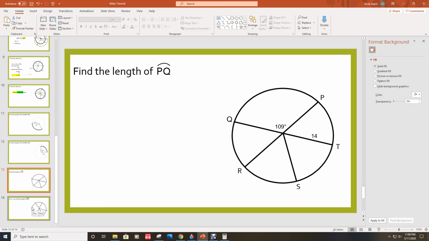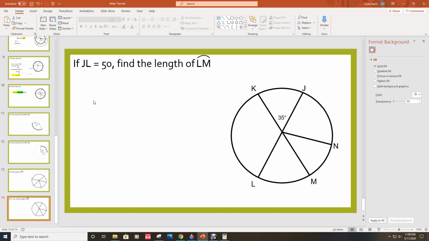This one you can totally do on your own, Abby, because you have done all these other problems with me where it asks you to find the arc length of PQ. You can find that. I know you can. It's very right there, just saying. And then this one right here says if JL, so you look, you've got JL, your diameter is 50. You're going to find the arc length of LM, okay? And I want to see if you can solve that one on your own.